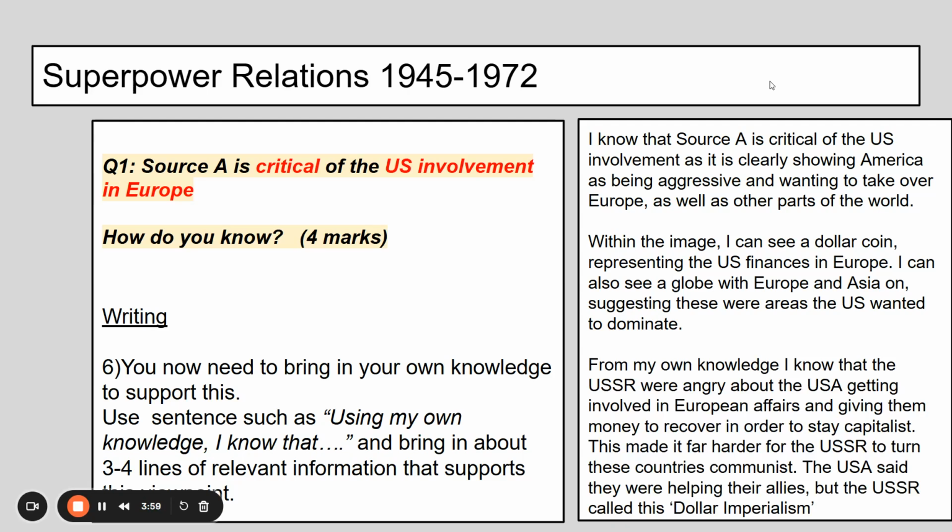I know that the USSR were angry about the USA getting involved in European affairs and giving them money to recover in order to stay capitalist. This made it far harder for the USSR to turn these countries communist. The USA said they were helping their allies, but the USSR called this dollar imperialism. And you can see I've not written a huge amount there about Marshall Aid, but it's precise. I've shown some good knowledge there as well that's relevant.